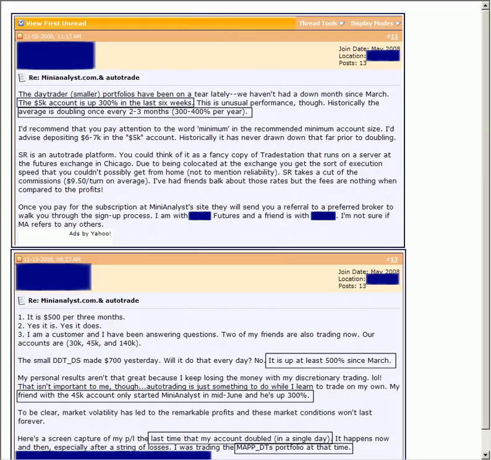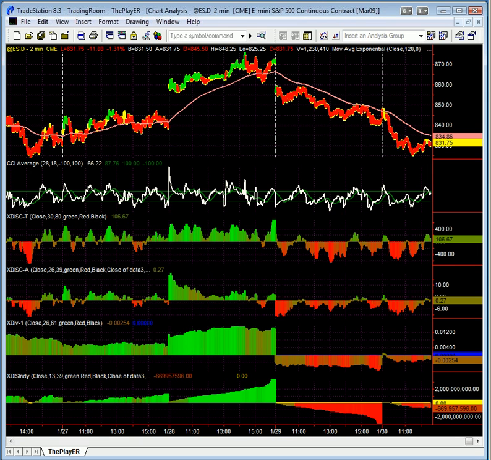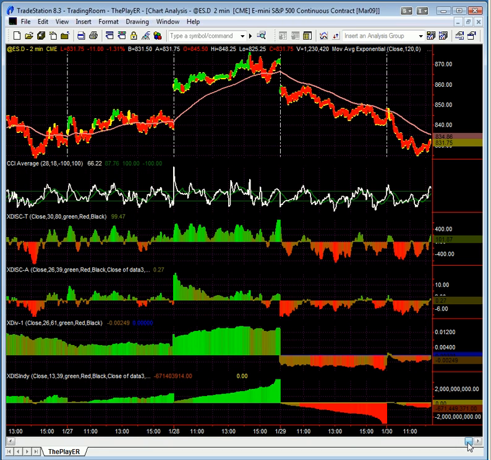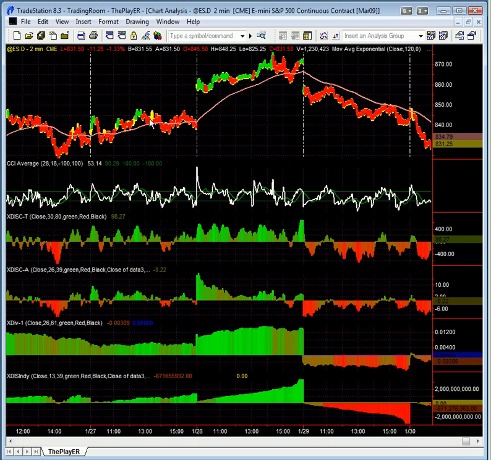First thing we're looking at here is a chart of the market. This is the E-mini S&P 500 futures contract, the front month. Today is Friday, January 30th, the last day of the trading month. We're going to go back and look at Friday, Thursday, Wednesday, Tuesday, and Monday.